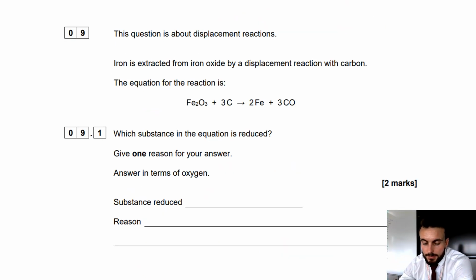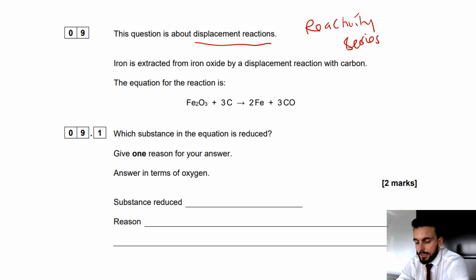This question is about displacement reactions. So straight away when it says that, I'm thinking about reactivity series. I'm thinking about displacing a less reactive element with a more reactive one in the compound. So iron is extracted from iron oxide with a displacement reaction with carbon, obviously, because carbon's more reactive than iron. Which substance in the equation is reduced?